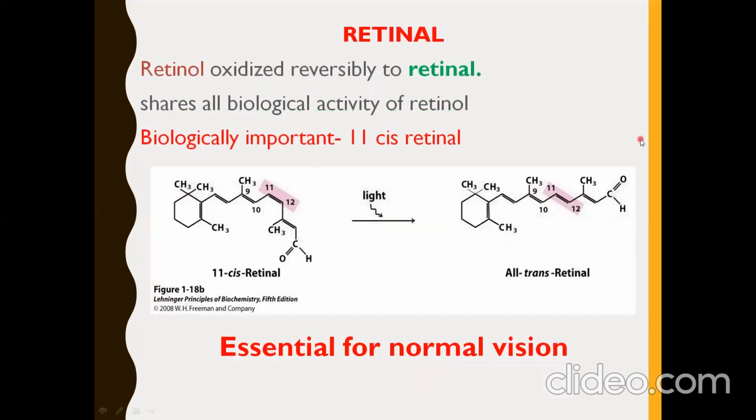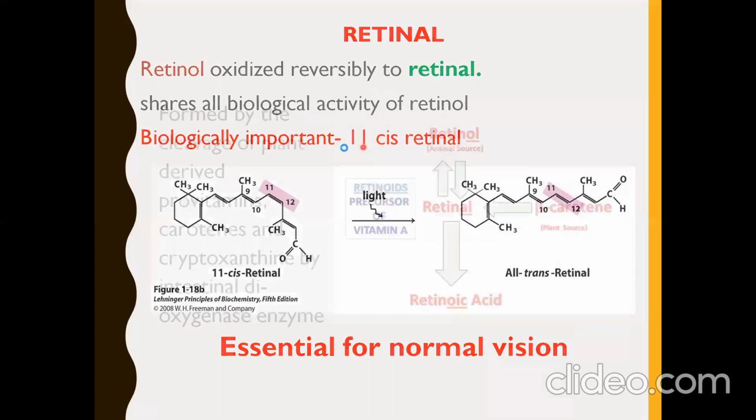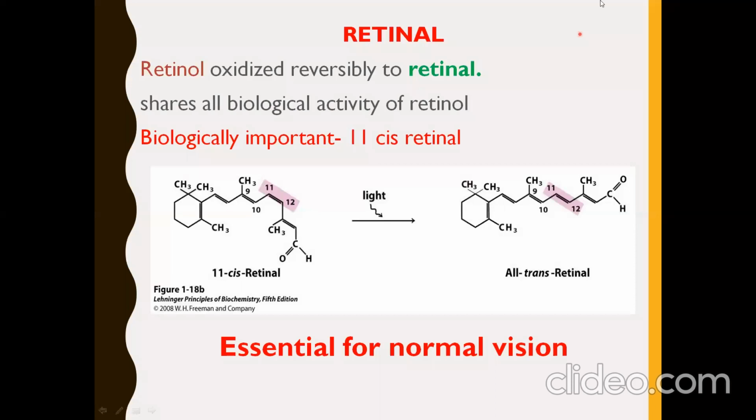Next, the next compound is retinal. How retinal is formed: retinol, when it gets oxidized with a reversible oxidation, forms retinal. So this retinal has almost all the biological activity of retinol. So the biologically important form of retinal is 11-cis retinal.